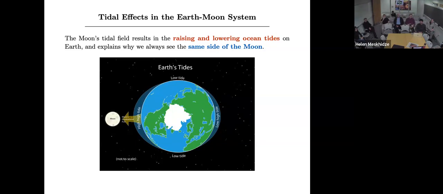And this process, this dissipative transfer of energy and angular momentum, results in a phenomenon that's known as tidal locking, in which case the spin of the moon along its own axis synchronizes with the orbital frequency at which it revolves around Earth. And this is the reason why we always see the same side of the moon from Earth. And this is a phenomenon of a dissipative tidal effect.